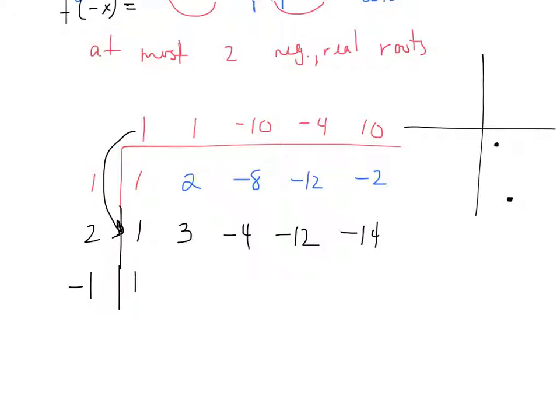Okay, nice and quick. So we get -1 and 3 is going to give us 2. -2 and -4 is -6. 6 and -12 is going to give us -6. It's going to be 6 and -14 is going to give us -8. So that didn't help us really.